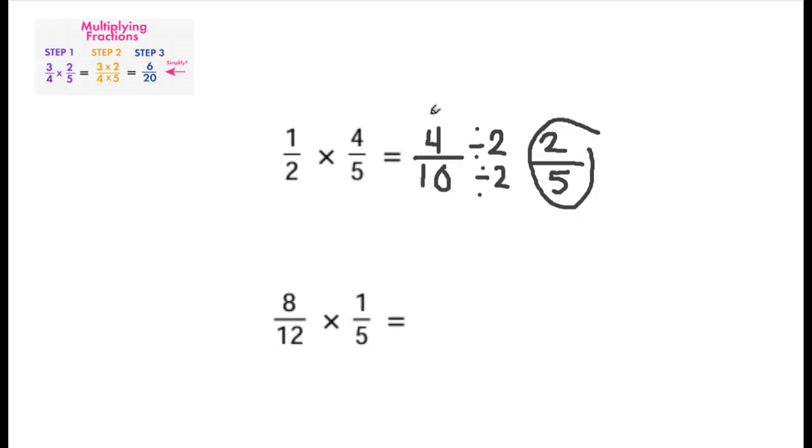Again, if you stopped here, you were right. We just simplified. It means the same thing. It's just an easier fraction to read with smaller numbers. If you think about it, you can visualize that a lot easier than you can visualize 4/10. All right, let's do the next one.